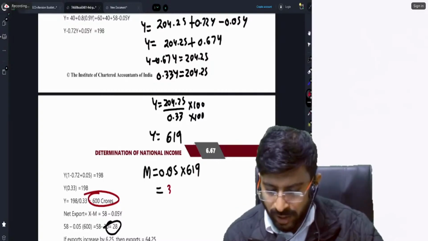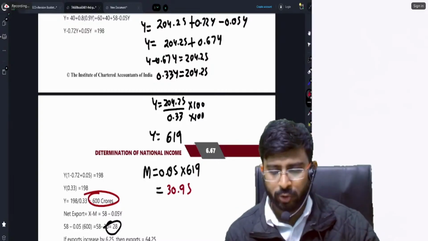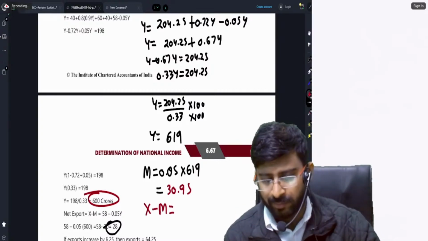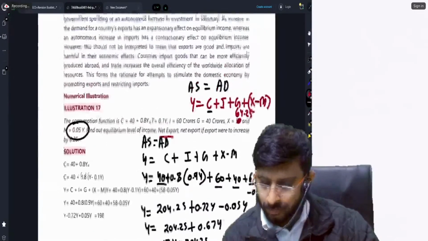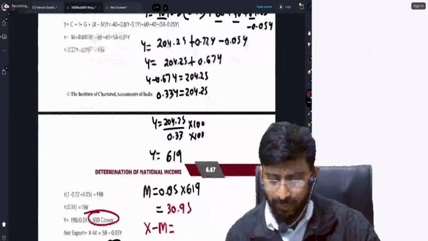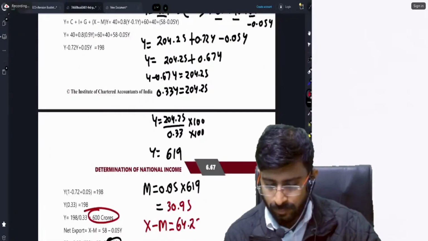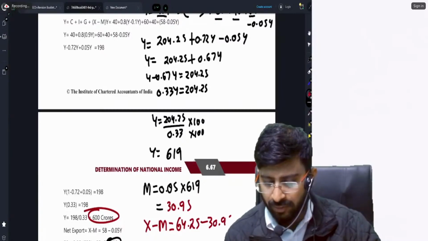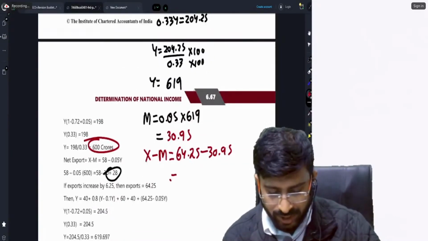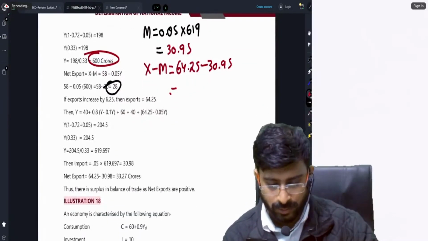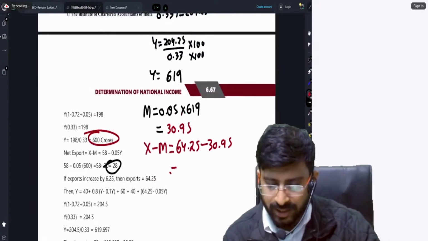Okay, so around 30.95, people are telling me. So net exports would be X minus M. So it is what? 64.25 minus 30.95. So that would be the figure of net exports, everyone. Please calculate it and tell me.